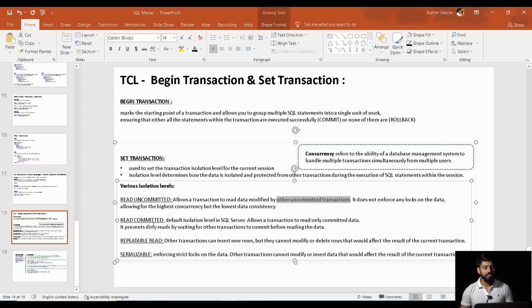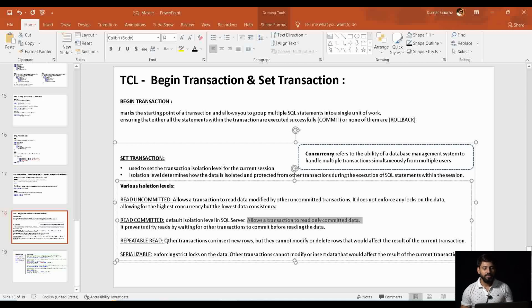So read committed is about that. Read committed is again the default isolation level in SQL Server. If you do not put any type of isolation explicitly, then it will take up read committed, which allows a transaction to read only committed data. That means whatever uncommitted data is there, it is not read; only the committed data in the table will be read. When we do not specify any isolation level explicitly, read committed applies.